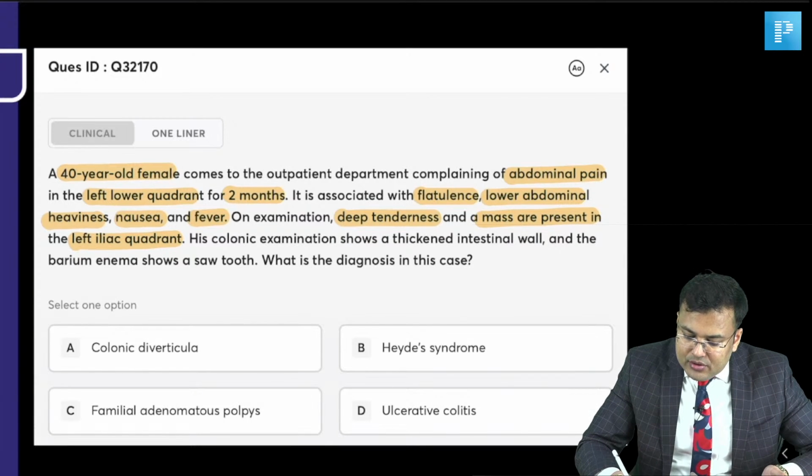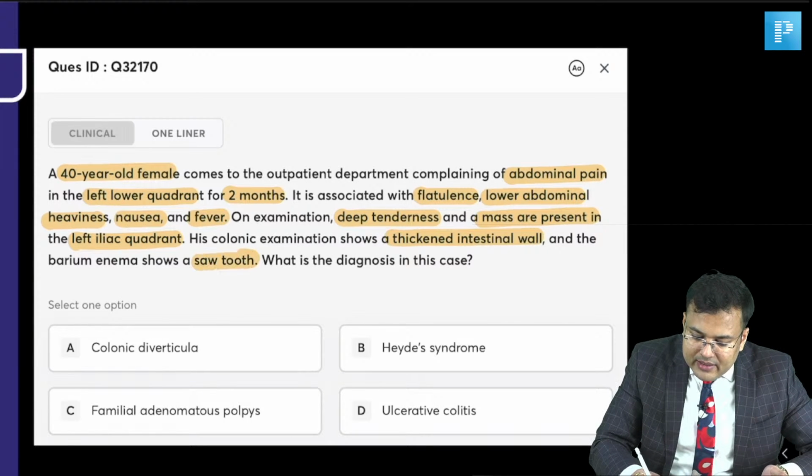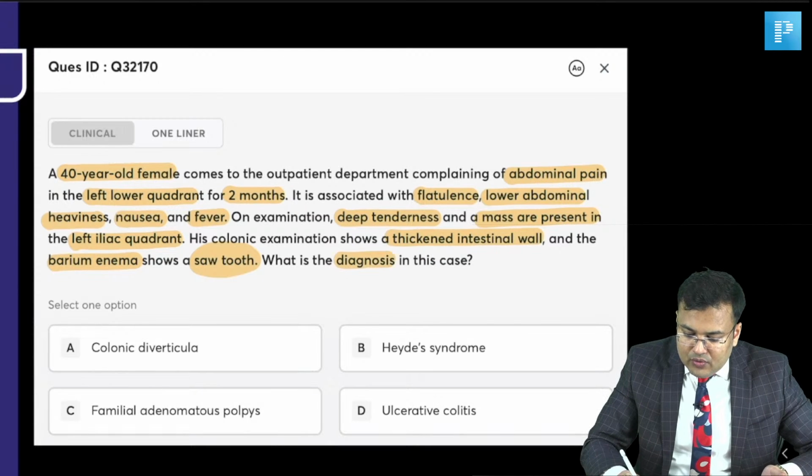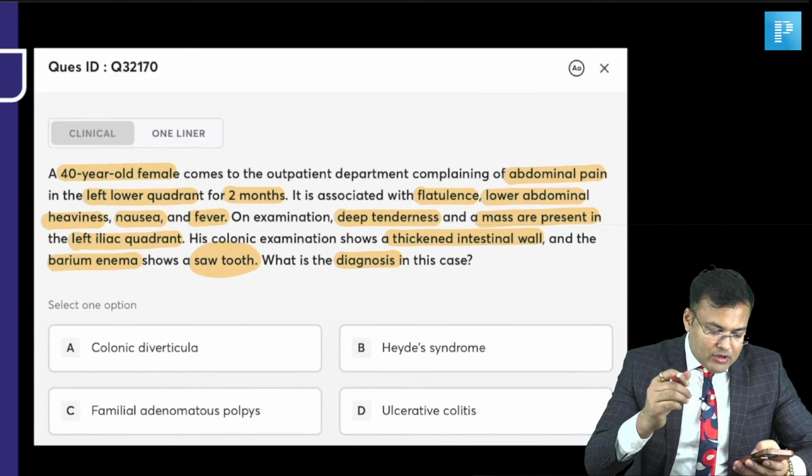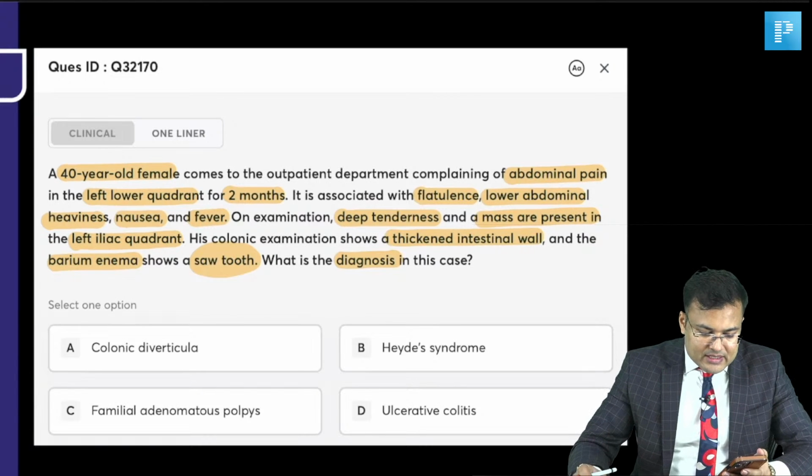Colonic examination shows thickened intestinal wall. Barium enema, can you see guys, this is the catch. On barium enema, there is sawtooth. What is the diagnosis? Only on one feature you can make the diagnosis guys, only on one feature. Tell me, what is the correct answer here?